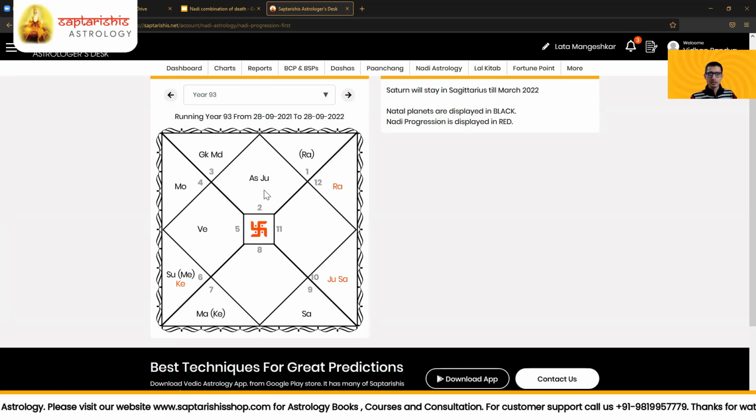And this is the reason why she left for the heavenly abode a few days back. So she was running the 93rd year. So this is how we can see the last days of Sri Lata Mangeshkar ji.